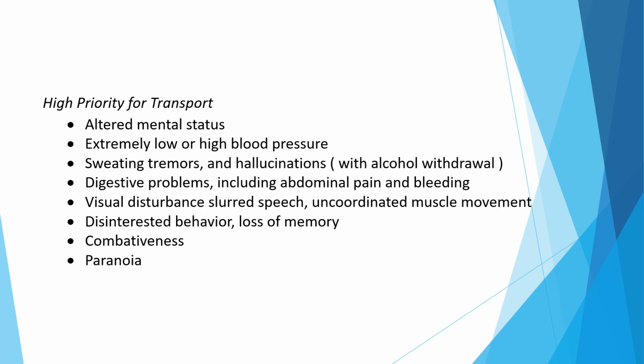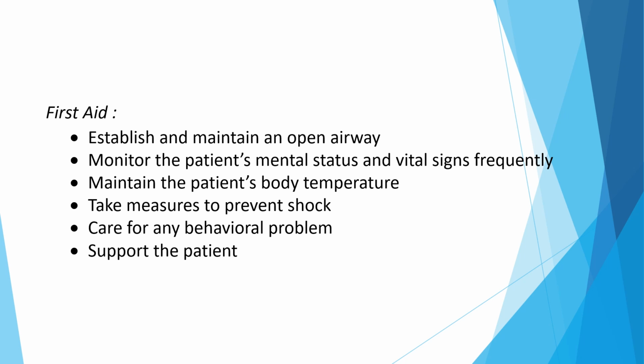Seizure. High priority for transport if there is altered mental status, extremely low or high blood pressure, sweating or tremors, or if the patient is hallucinating because of alcohol withdrawal, and digestive problems including abdominal pain or bleeding, visual disturbances, slurred speech, uncoordinated muscle movement, disinterested behavior, loss of memory, combativeness, an aggressive patient, and paranoia. With paranoia, the patient thinks you are going to do harm. So you would suggest the person be transported immediately and handled with caution.